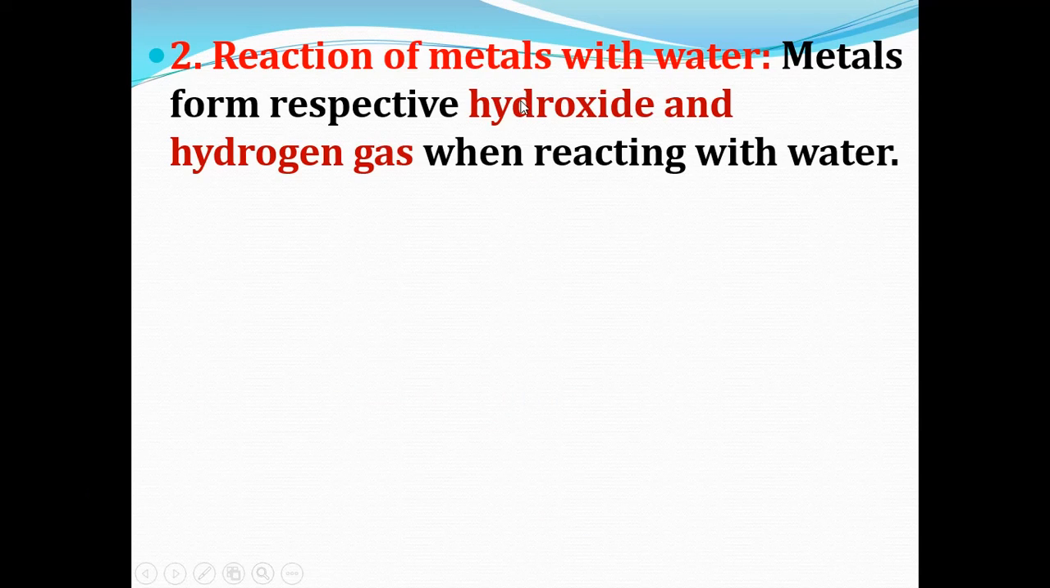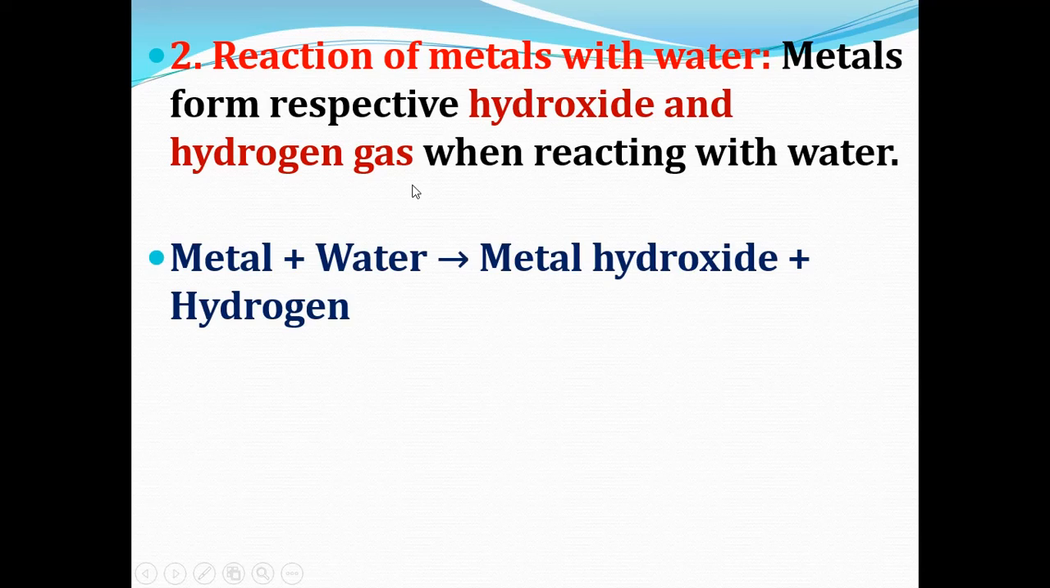Now here, reaction of metals with water. Metals react with water and form hydroxide and hydrogen gas. So now we know metal reacts with oxygen and forms its metal oxides. Yes? Here, metal reacts with water and forms hydroxide and hydrogen gas. Metal reacts with water and forms metal hydroxide plus hydrogen.